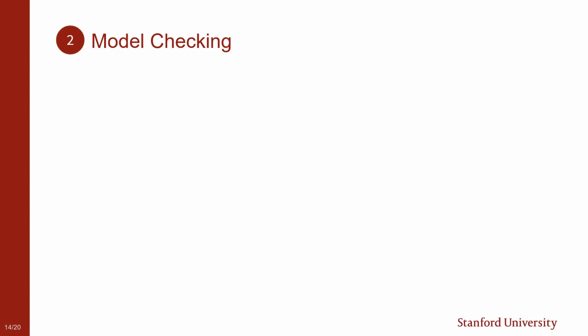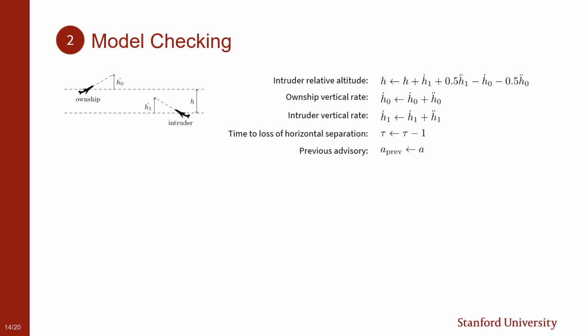Before I show the results of model checking after we obtain this over-approximated policy, I want to describe the dynamic model that we use in this work. So the state contains the relative altitude between the ownship and intruder aircraft, the vertical rate of each aircraft, and the time to loss of horizontal separation, which we call tau. So when tau is near 0, we want the aircraft to have a high vertical separation in order to avoid a collision, because this is the point in which they've lost all of their horizontal separation.